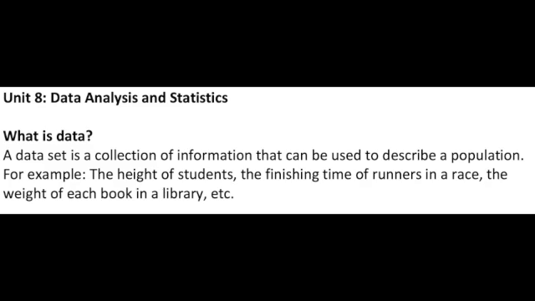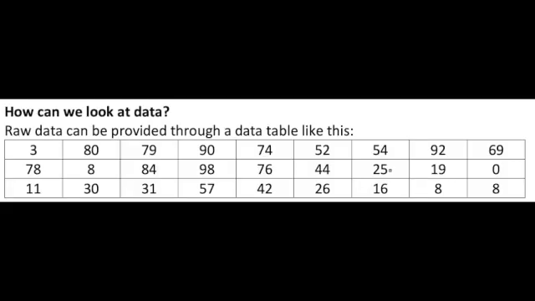A data set is a collection of information that can be used to describe a population. Examples of this could include the height of students, the finishing times of runners in a race, or the weight of each book in a library. Here's an example of what data might look like in something called a data table. This can be a little difficult to understand because it's kind of hard to see any patterns with this raw data. So in this lesson, we're going to learn about a statistical graph called a histogram that can make it easier to see this data.